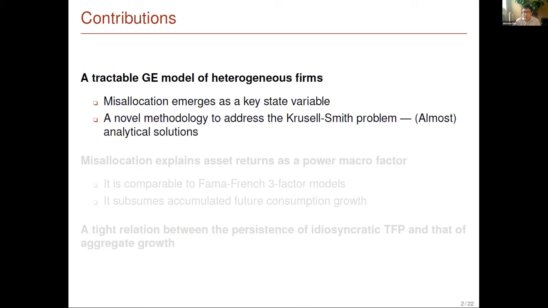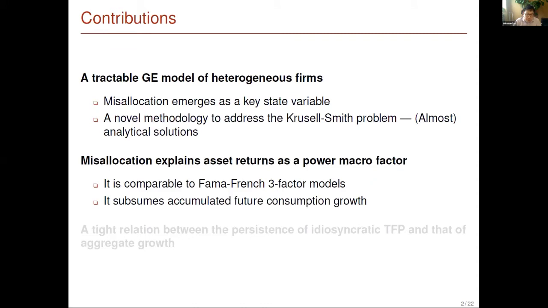Usually in the macro and macro finance literature, when people face this kind of heterogeneous firms, you need to track infinite dimensional joint distributions. That's a headache for researchers in those fields. In this model, we design a model and provide an approximation to convert this into an almost analytical problem. And we show that misallocation, in the model and in the data, can help explain asset returns as a powerful macro factor. Very strikingly, the performance of this misallocation factor is comparable to the Fama-French three-factor model.